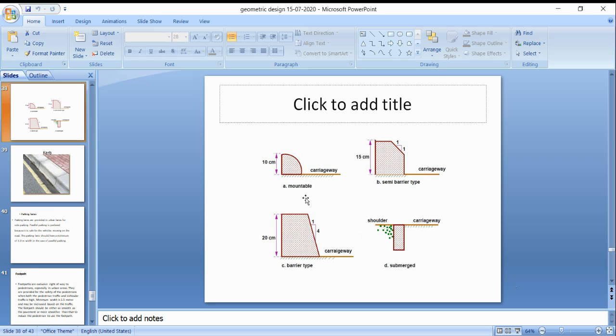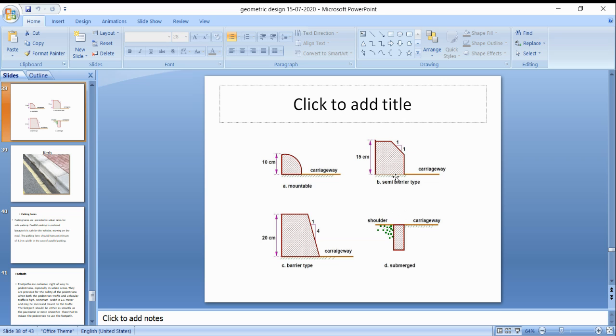So here we can see mountable, semi-mountable, and the barrier type and submerged type. So here we have seen the submerged. So the submerged is low mountable. For the carriageway, it will not come to this place. The vehicle will not because we get down to this portion.